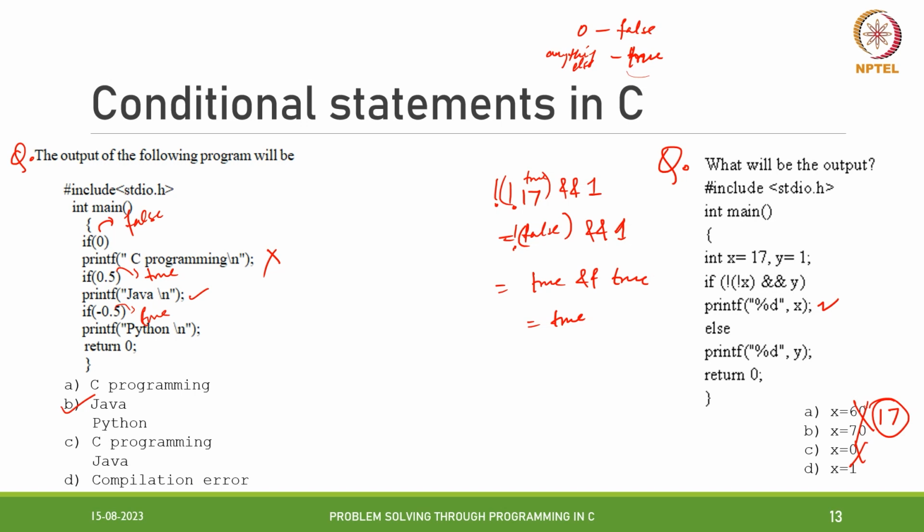Because this conditional expression was evaluated to be true, the if part will be executed. So the if part contains the printing of the value of x, and that will be 17.